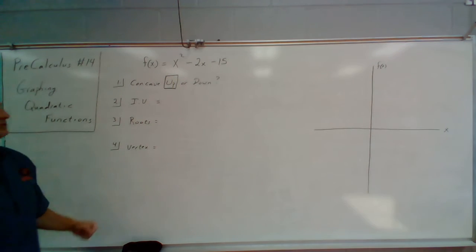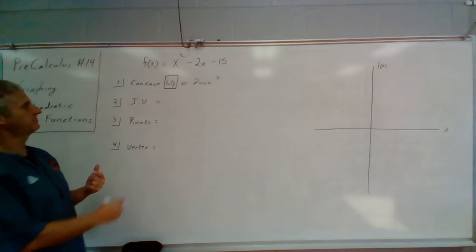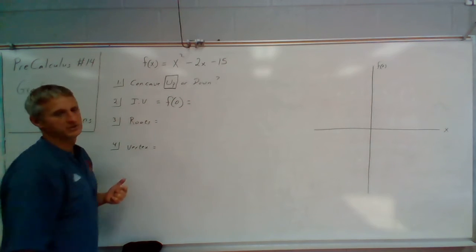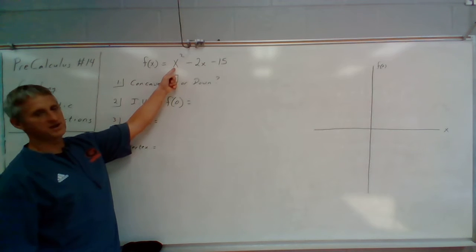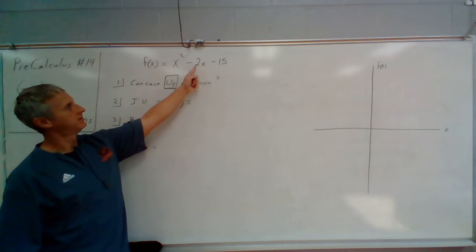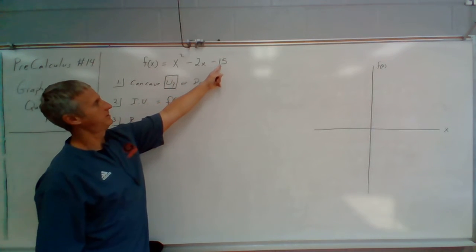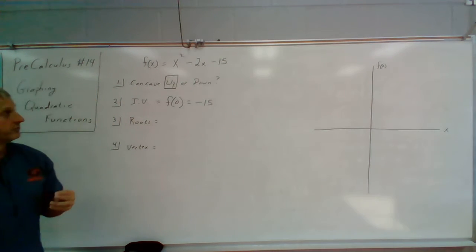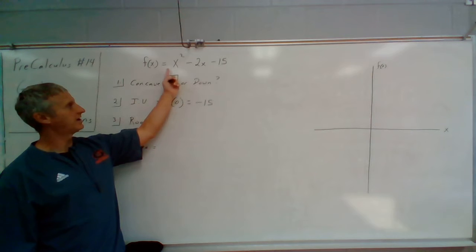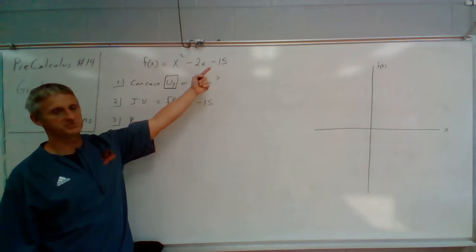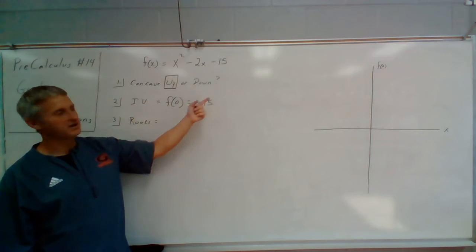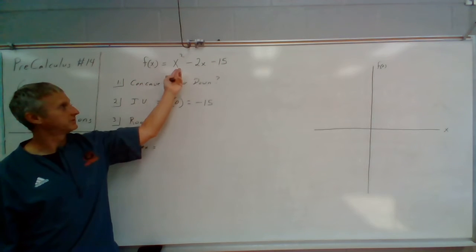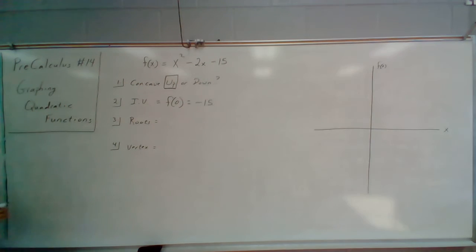The initial value is the y-intercept, or f of 0. If I plug 0 in for x, this term will go away, this term will go away, and my initial value will be negative 15. So if a function is written in standard form, ax squared plus bx plus c, your initial value will always be the c, because the other two terms cancel away.